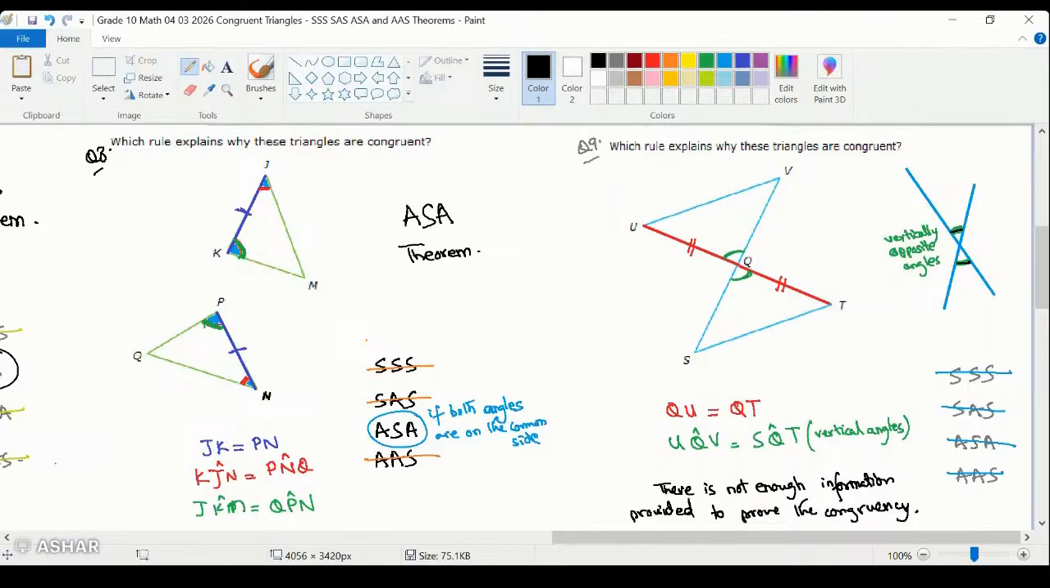Let's look at another example. Cognify, was your question answered? Or you still have a question? Please let me know.